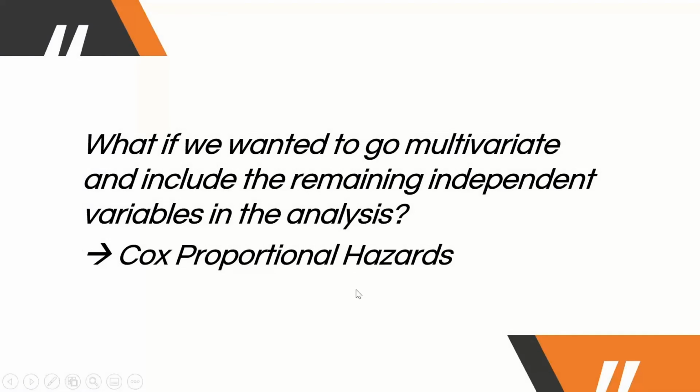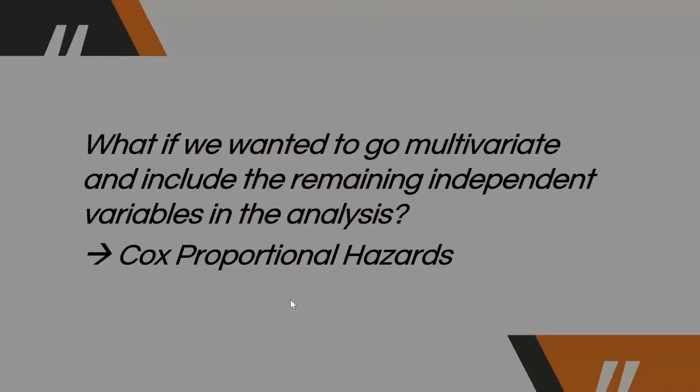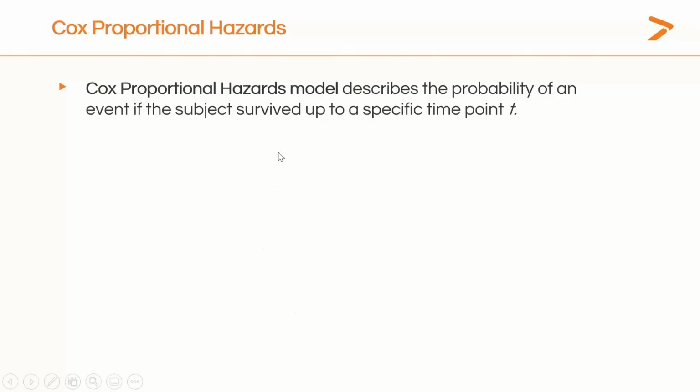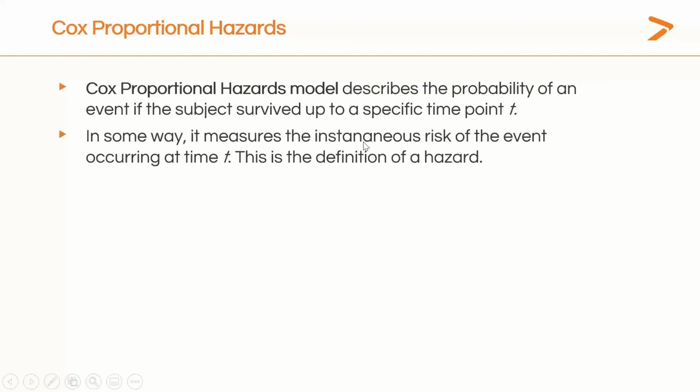So what if we wanted to go multivariate and include the remaining independent variables in the analysis? The Cox proportional hazards model will allow us to do so. The Cox proportional hazards model describes the probability of an event if the subject survived to a specific time t.